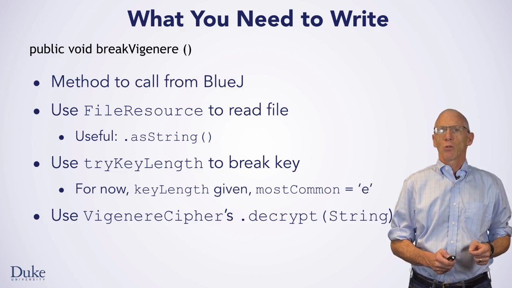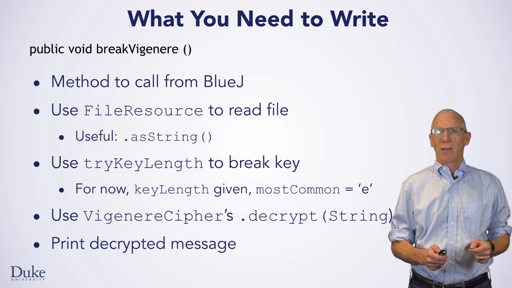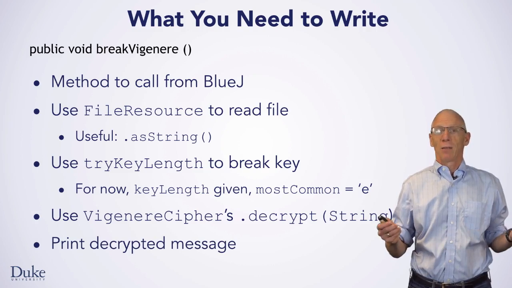Try key length will return the key as an array of ints. You'll simply pass this to the constructor for Vigenère cipher, and you'll make use of its .decrypt method to decrypt the encrypted message. Finally, you'll print out the result. Voila! You are done.